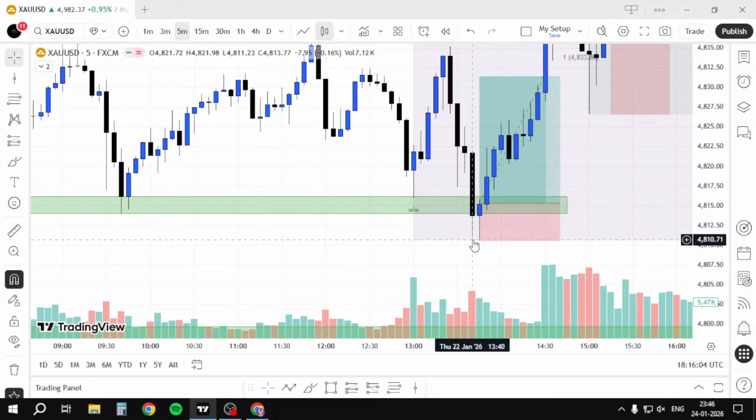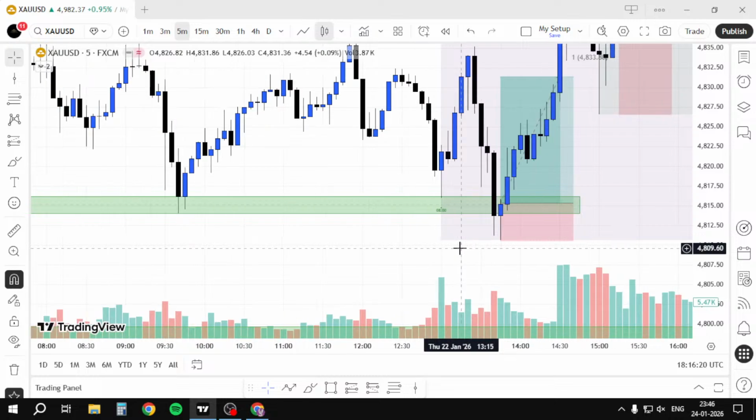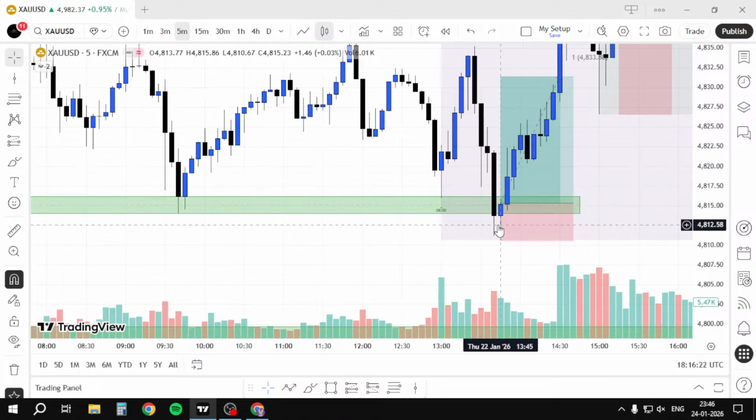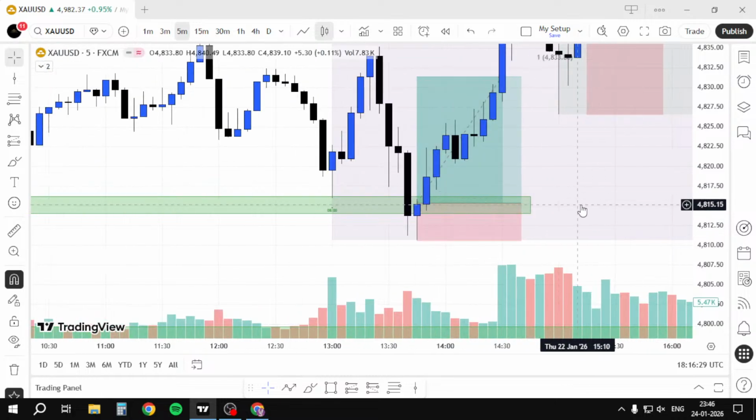Okay, why is wick important in liquidity? Wick equals liquidity absorption. In simple language, wicks equal liquidity absorption. So here all the liquidity absorbed, here all the liquidity absorbed. That's why the wicks formed and price went upside.